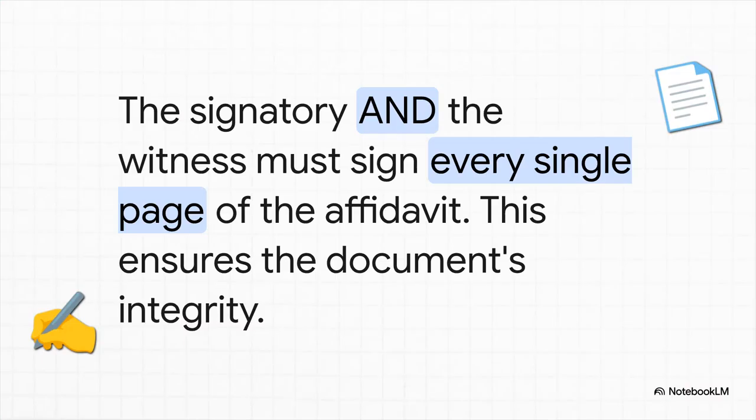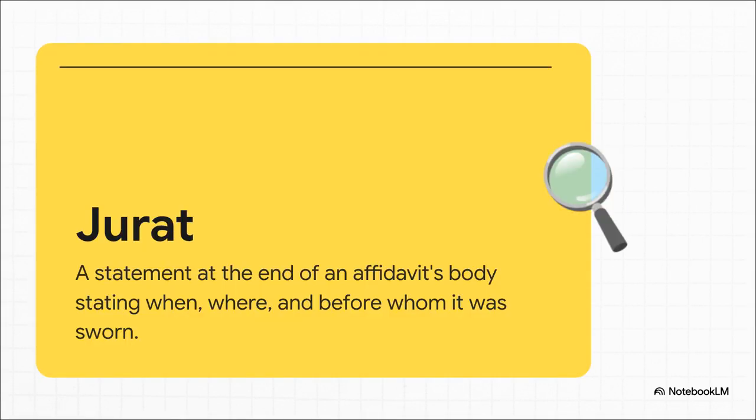Okay, listen up, because this is a big one that catches so many people out. It's not just the last page. It's not just next to the jurat. Rule 432, Subrule 1 could not be clearer. The person signing the affidavit and the person witnessing it must sign every single page. Why? It guarantees the integrity of the document and stops pages from being sneakily swapped out later. It's non-negotiable.